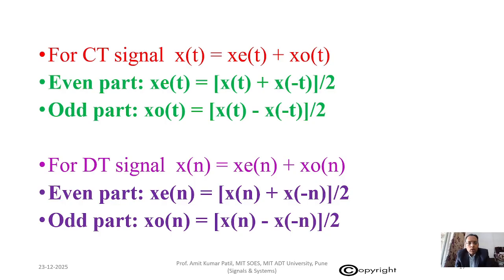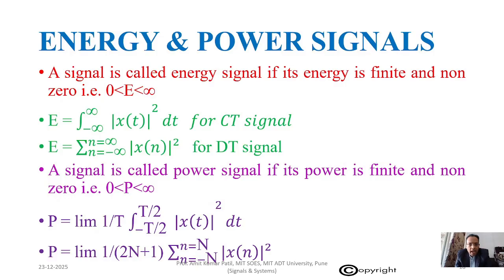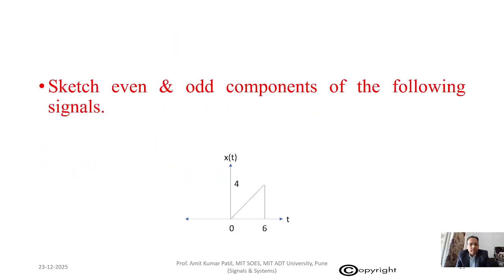And this is the formula to calculate the even part and odd part of the signal. The even part is given by [x(t) + x(-t)] / 2, and the odd part of the signal is given by [x(n) - x(-n)] / 2. Energy and power signals. A signal is called an energy signal if it has finite and non-zero energy. So energy is given by the integration from minus infinity to plus infinity of mod of x(t) whole squared. A signal is called a power signal if power is finite and non-zero. So the formula is the limit of 1/T times the integration from -T/2 to +T/2 of mod of x(t) whole squared. So this is about the signals and systems.